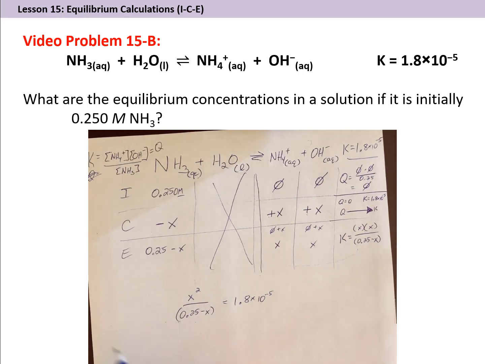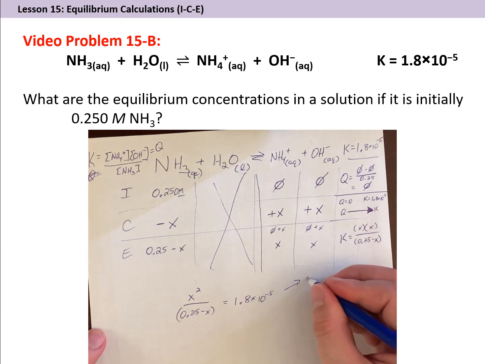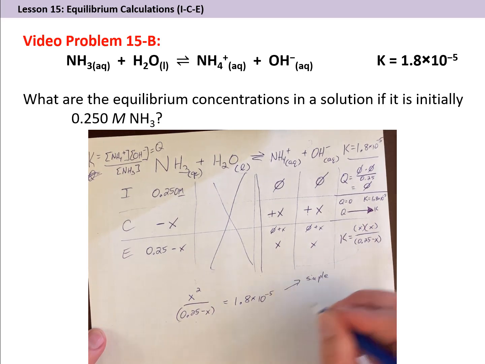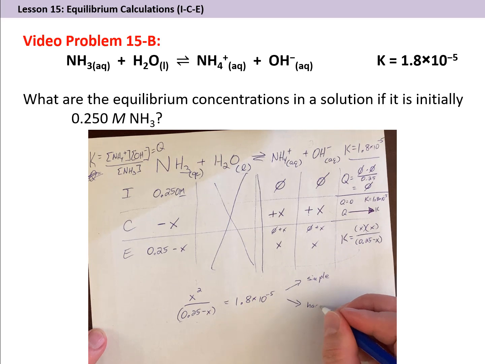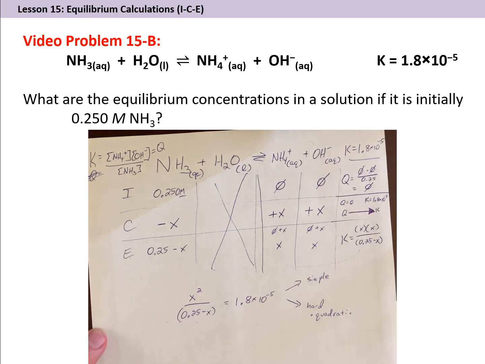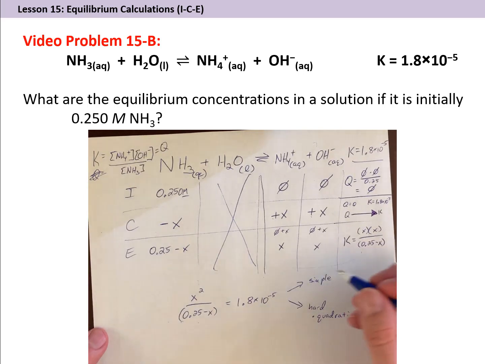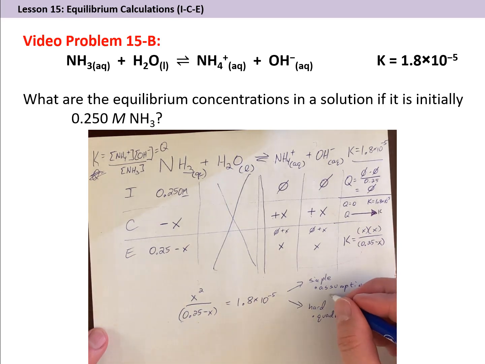And now I want to solve for X. All right, now there are two ways to find X. A simple way and a harder way. The harder way uses the quadratic equation. That's something we'll do next lecture, okay? The simple way is to use an assumption. It turns out that this one we can do an assumption for. We can do an assumption only if X is small.